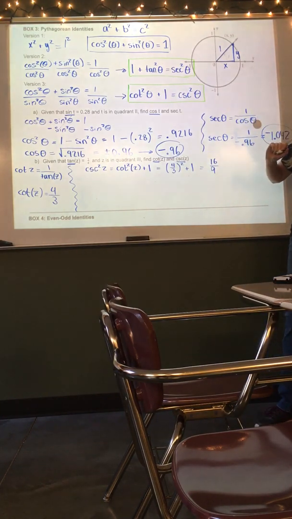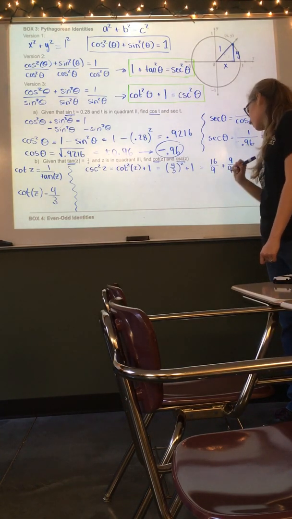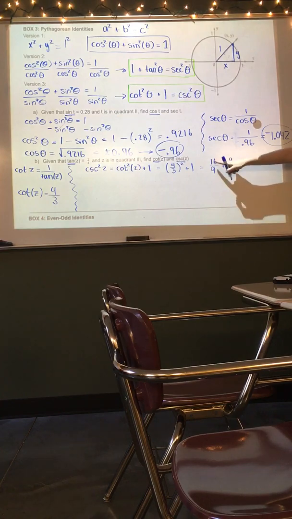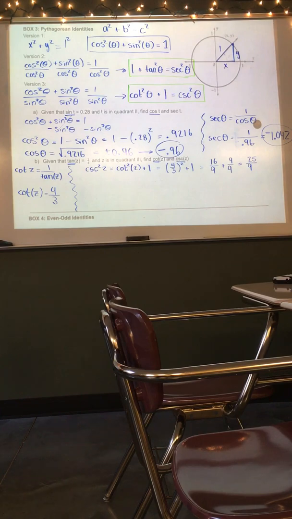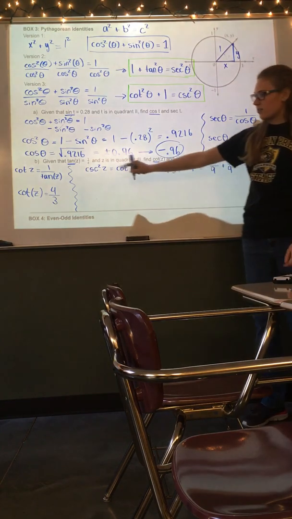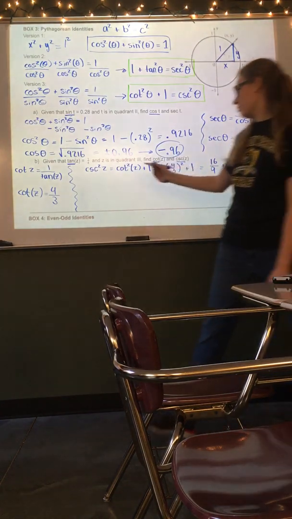And we want a common denominator here, so instead of just writing 1, I'm going to write it as 9 over 9. So 16 plus 9. Now we can add across. 16 plus 9 is 25 over the denominator of 9. So that's cosecant squared. We have to square root both.